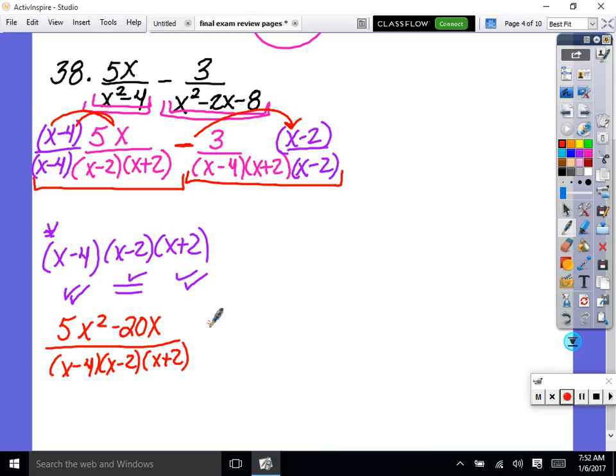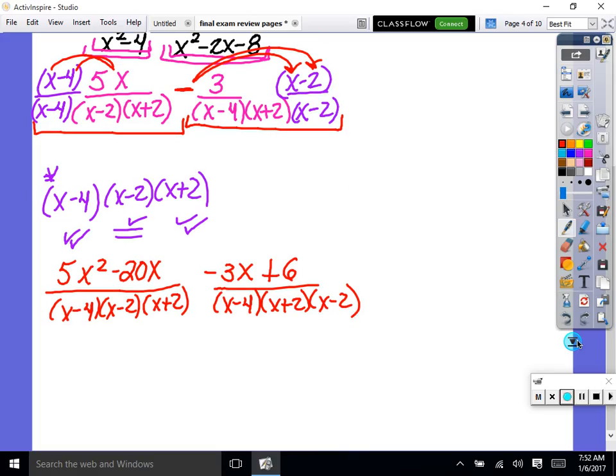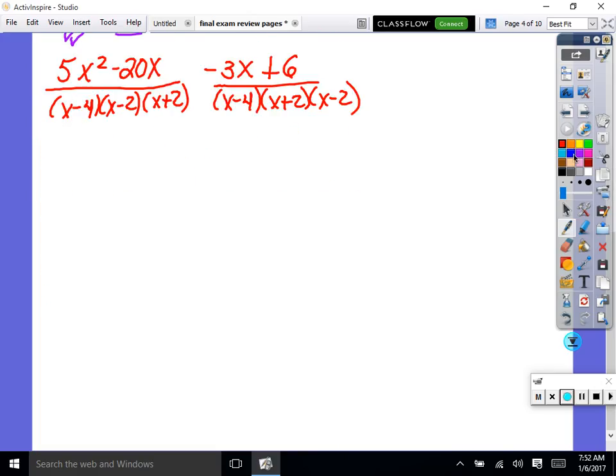So negative 3 times x is negative 3x. Negative 3 times negative 2 is positive 6. And that's all over, if you multiply out the bottom, which we're going to leave it multiplied out, but in factored form. Now you can say to yourself, do I have a common denominator? Yes, we do. So that means we can now put this as one fraction.